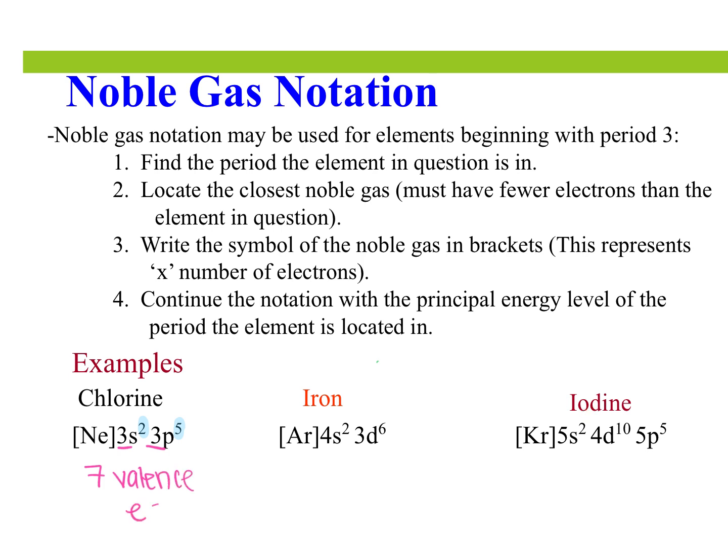If we jump over to iodine, again we look at our highest shell number. There's 5s and 5p, and if we look at those electrons, it's also 2 plus 5, which is 7. So those highest shell numbers tell us our number of valence electrons for our representative elements.